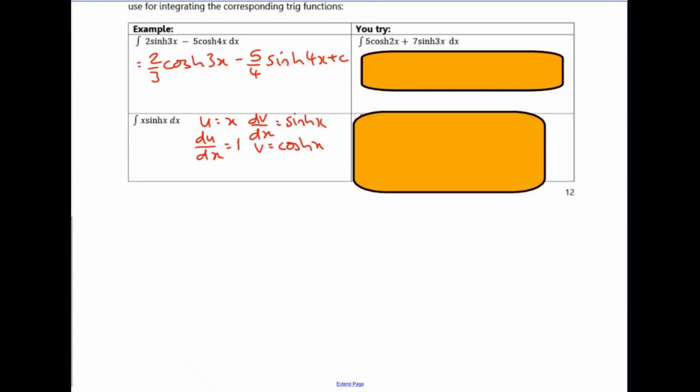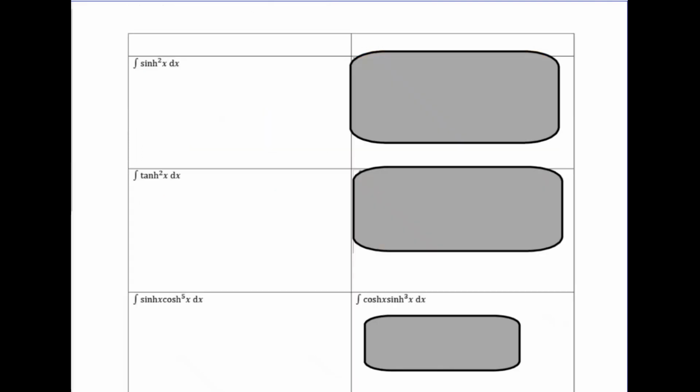You can stick these into the formula. Remember, the formula is on your formula sheet, but the formula says it's u times v, so x cos x, minus the integral of v times du by dx. 1 times cos x, which is cos x. Integrating cos goes to sine, and you plus c on it. I'll go through all these examples and give you time to have a try.